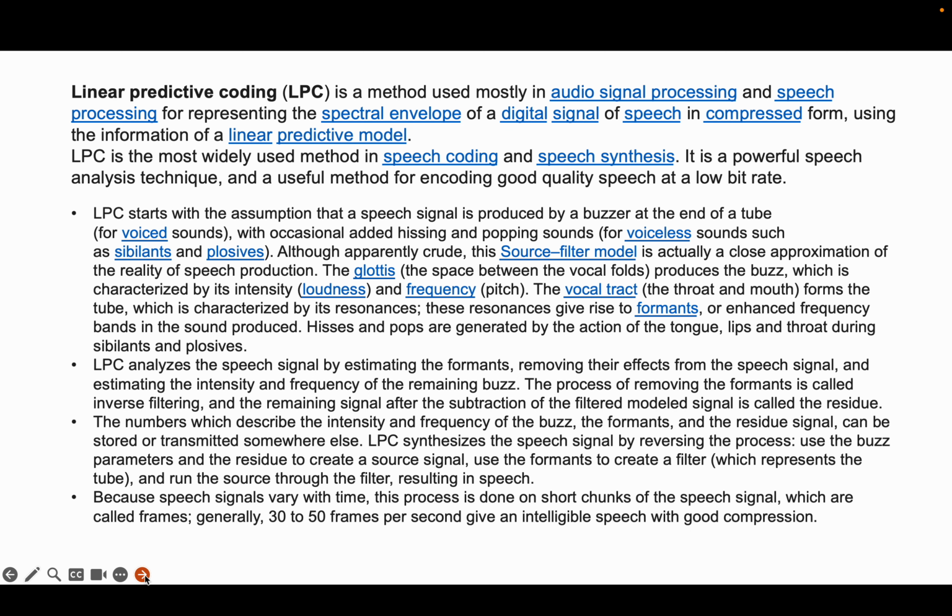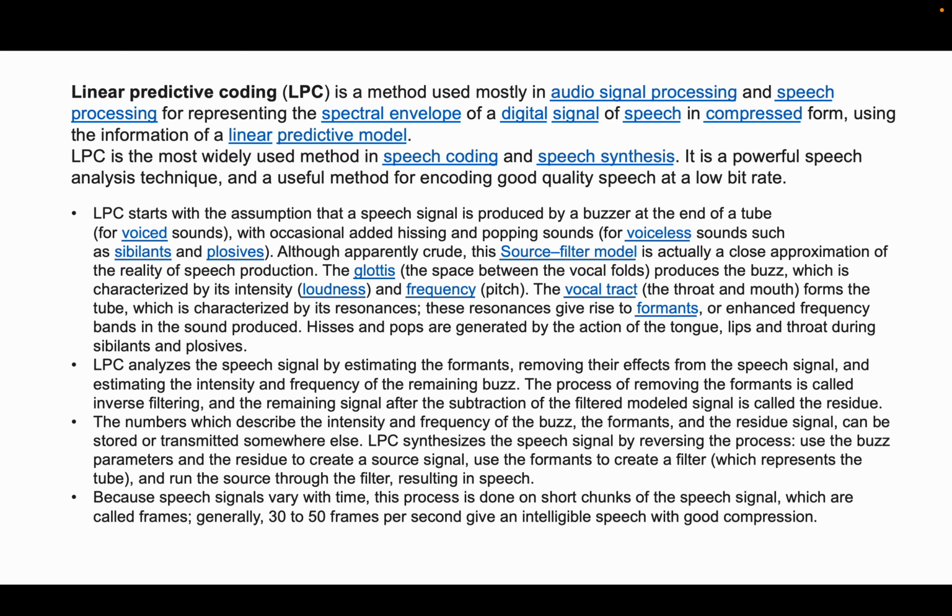The way it works, you start out with the assumption that you have a speech signal that's produced by a buzzer at the end of a tube, and that's your voice sound, with occasional added hissing and popping for voiceless sounds like certain parts of speech. You'll find the speech literature uses a lot of terminology, plosives, sibilants. Because we're not a speech therapy class, we're not going through in detail what those are. Just suffice it to say that there are what are called voiceless sounds. The S is one of them.